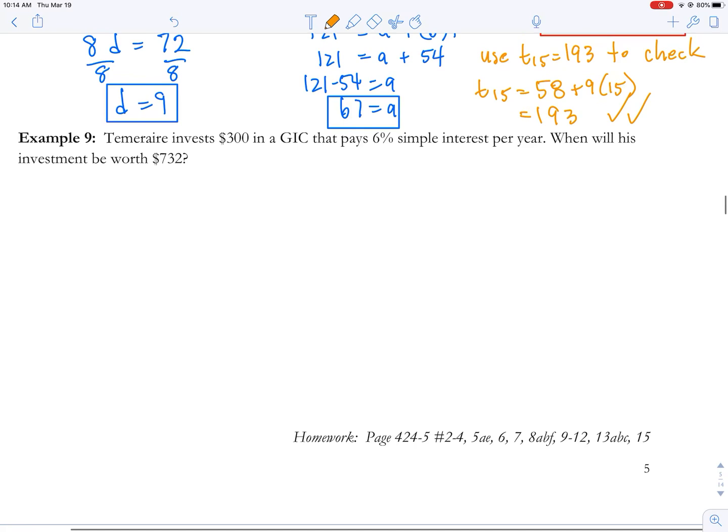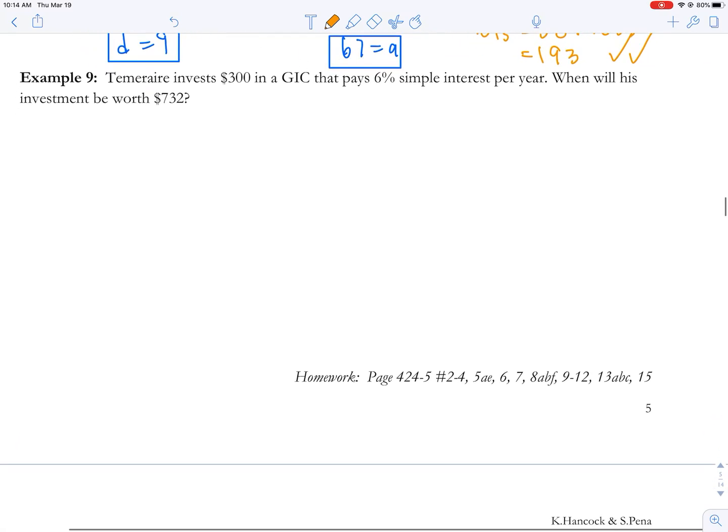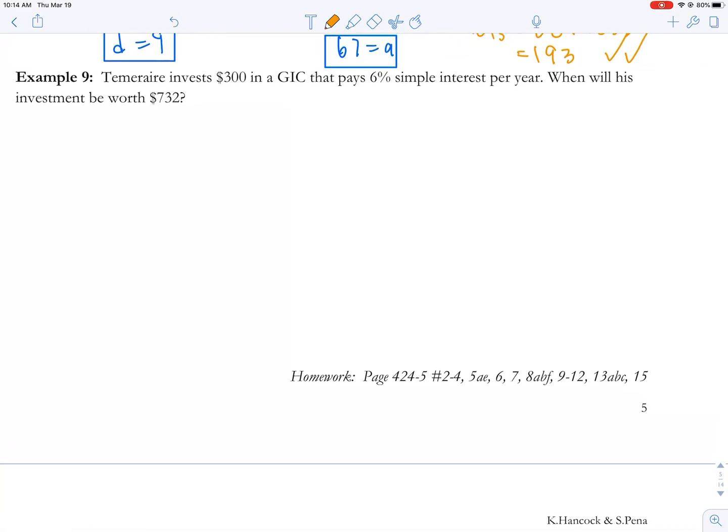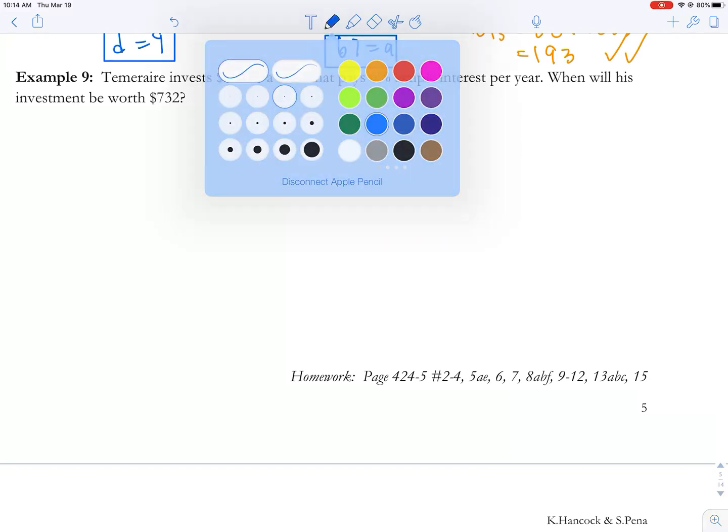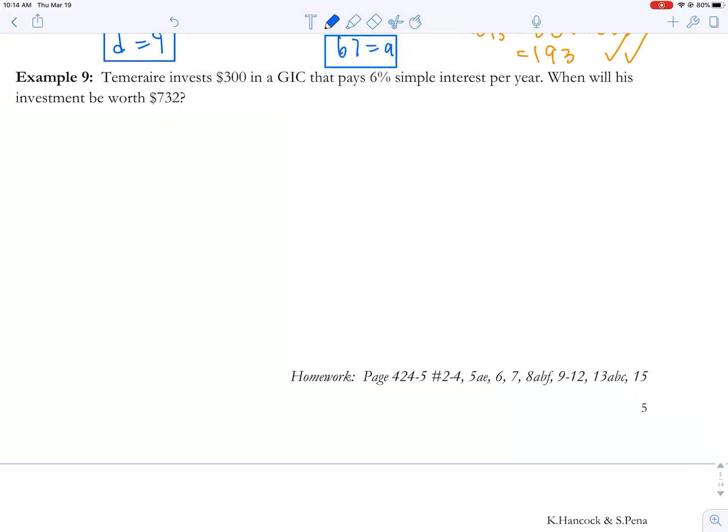Example 9. This is the last example. Example 9 says, Temeraire invests $300 in a GIC that pays 6% simple interest per year. There aren't going to be any GICs that pay that much interest per year for a long time. So simple interest, we've got some numbers, 300, 6%. When will his investment be worth $732?